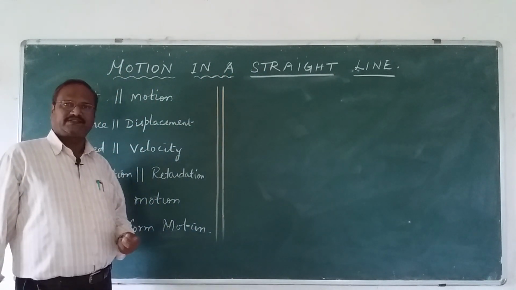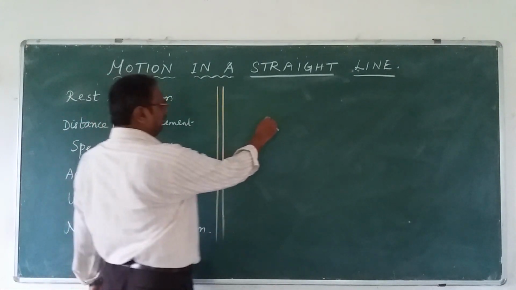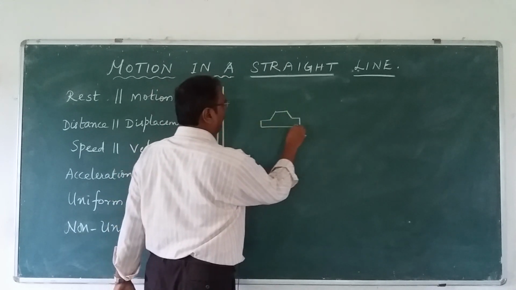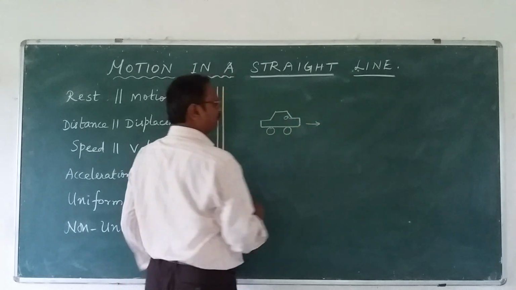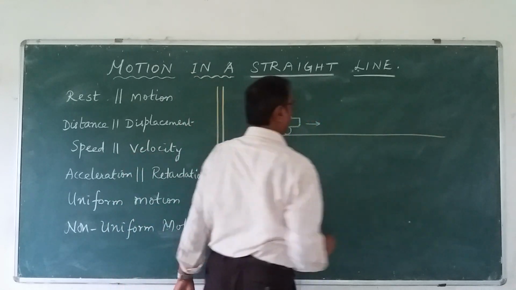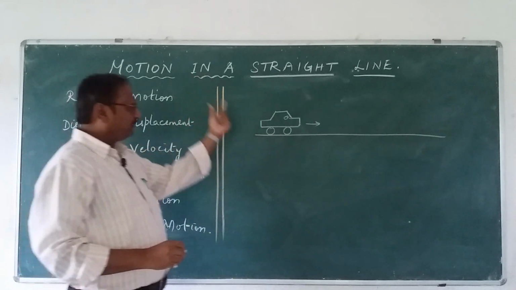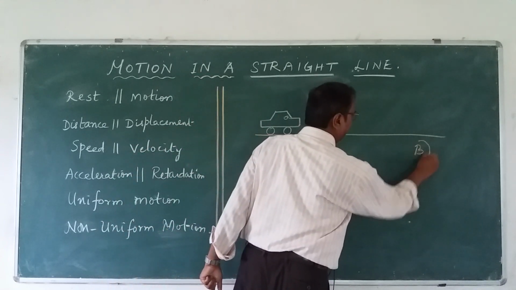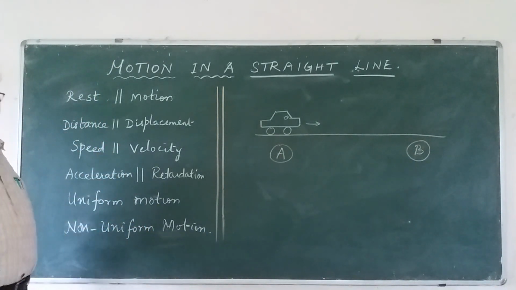What do you mean by a body moving in a straight line? For example, when you take a car, let us say the car is moving from one point to another point. The motion of this car moving from one point, let us say A, to the point B, the study of this we are going to do in this chapter. Any body for that matter.